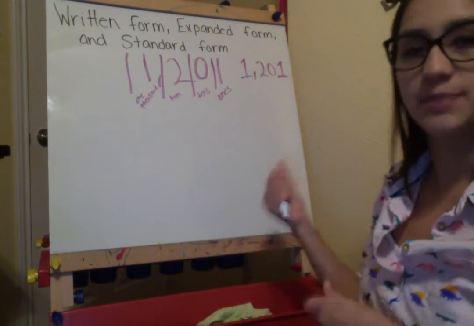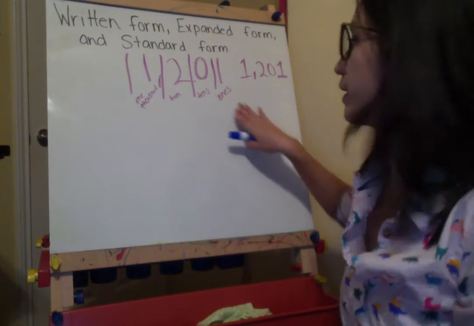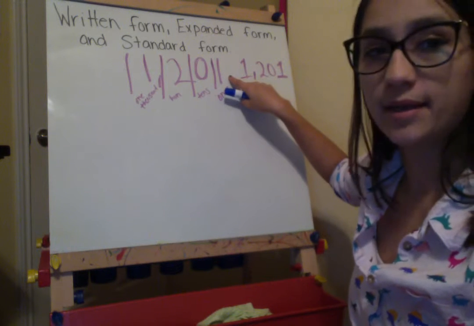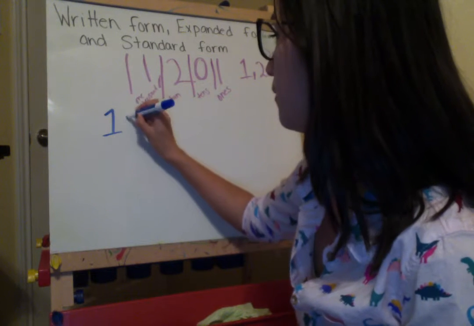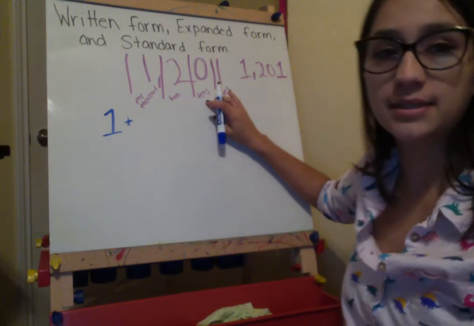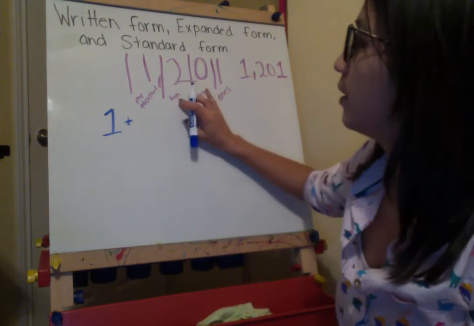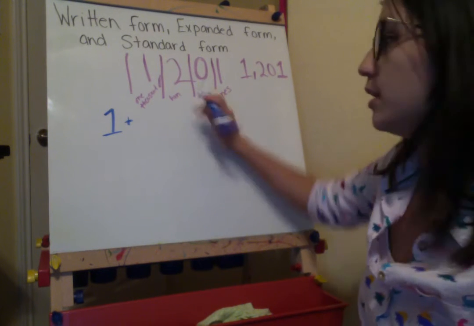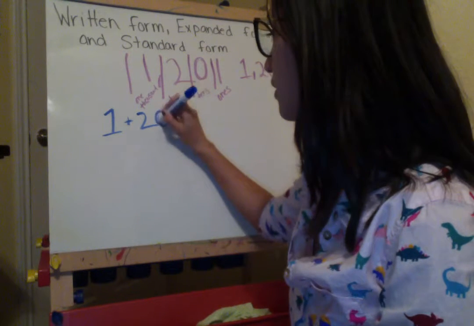Putting that into expanded form, we're going to do what we did last time. So we're going to look at the first place, our ones place. We have one set of ones. So we're going to put a 1 plus what's in our tens. We have no sets of tens, so we don't need to put anything there in the expanded form equation. Next, we have 2 sets of hundreds. So that is equivalent to 200.